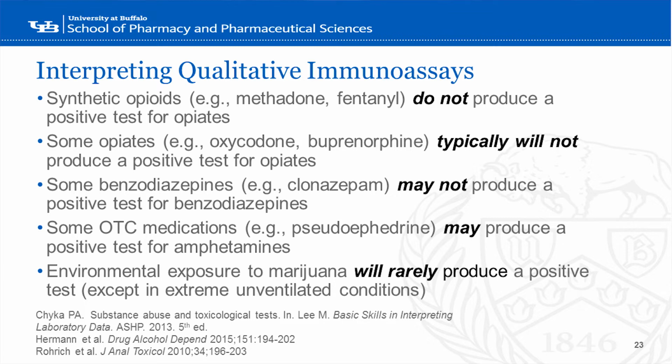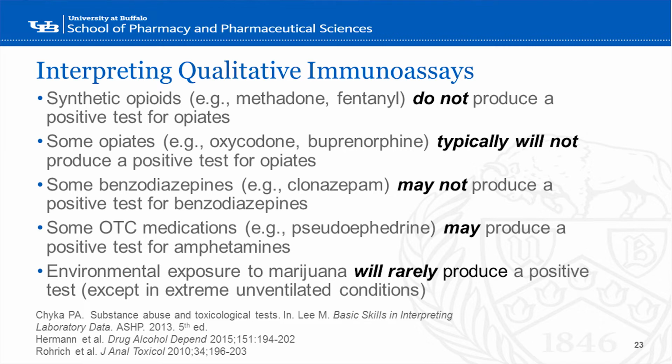So therefore, the synthetic opioids such as methadone and fentanyl do not produce a positive test for opiates. Also, some opiates, such as oxycodone and buprenorphine, although they share the same basic chemical structure of morphine, typically will not produce a positive test for opiates because they don't cross-react very well with the immunoassay. Also, some benzodiazepines, such as clonazepam, may not produce a positive test for benzodiazepines in some immunoassay tests.